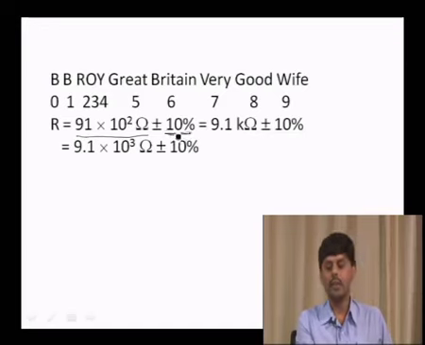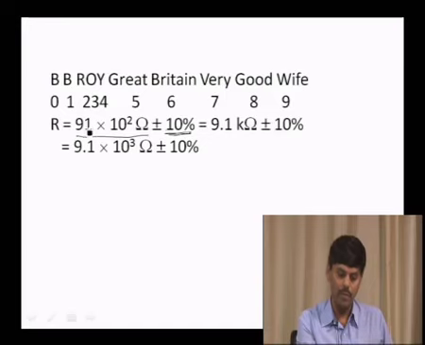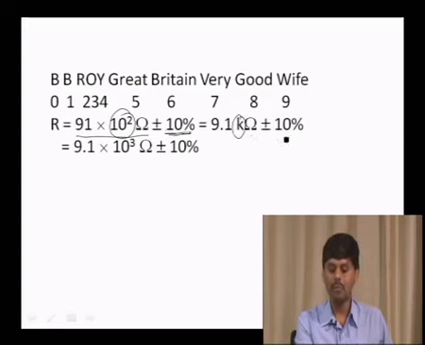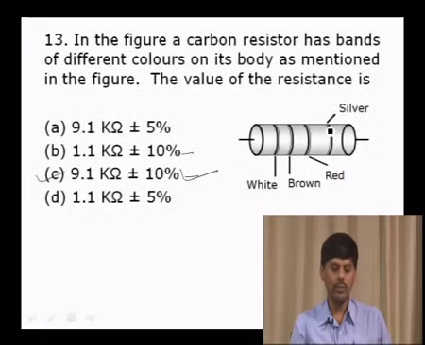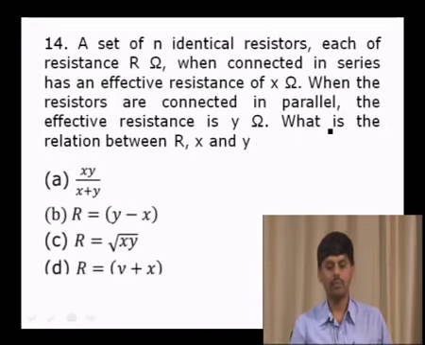If you want to shift the value by placing a decimal point, it becomes 10 power 3. Therefore 9.1 times 10 power 3 is nothing but 9.1 kilo ohm plus or minus 10%. This is the correct answer. Therefore C is the correct answer.